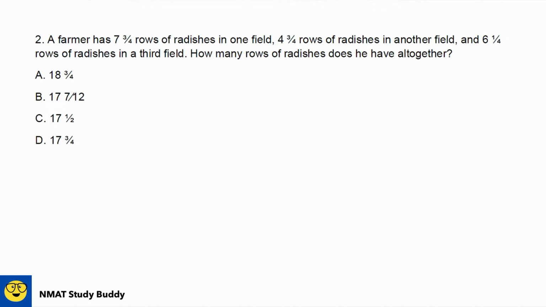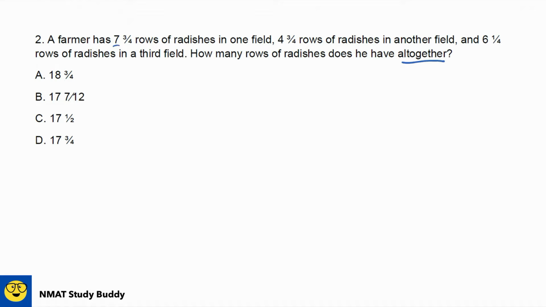Number 2, a farmer has 7 3/4 rows of radishes in one field, 4 3/4 rows of radishes in another field, and 6 1/4 rows of radishes in a third field. How many rows of radishes does he have altogether? Sabi altogether daw. So, i-add lang natin yung number of rows, yung mixed numbers na given.